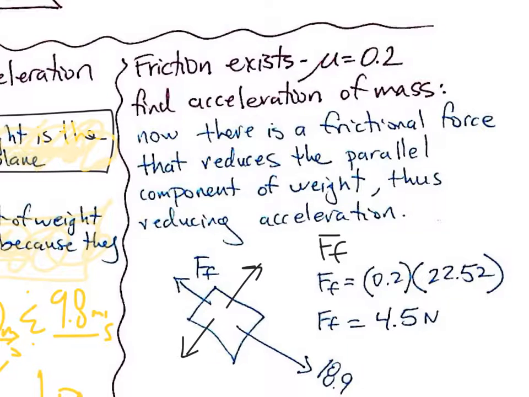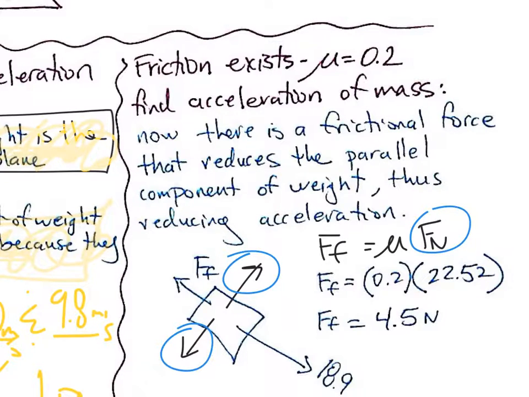So frictional force is mu times the normal force. And notice how we get the normal force from the perpendicular component of the weight. So that is what we use to find the frictional force. This is our coefficient of friction, the description of the stickiness between the two surfaces. This is what we got from SOHCAHTOA, the perpendicular component of the weight, which is the same as the normal force, which is the force pushing the two surfaces together, creating friction, and we end up with 4.5 newtons.